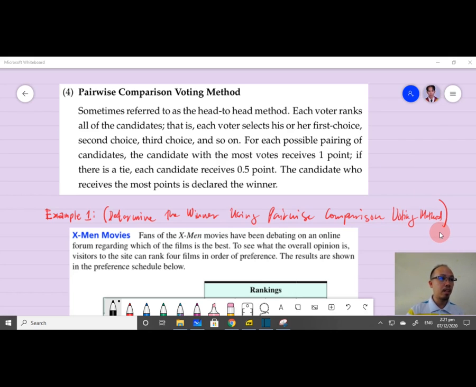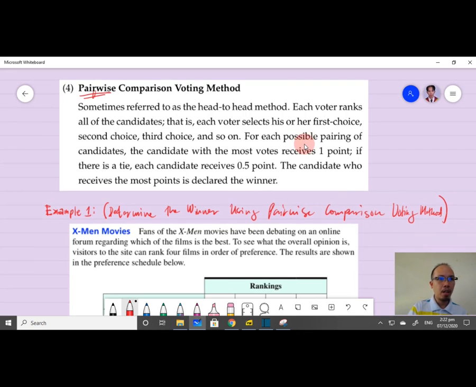Okay, this is the last method. This is called the pairwise comparison voting method. This method is sometimes called the head-to-head method. Why? Because, as you can see in the title, we have pairwise. So you are going to pair every possible candidate.